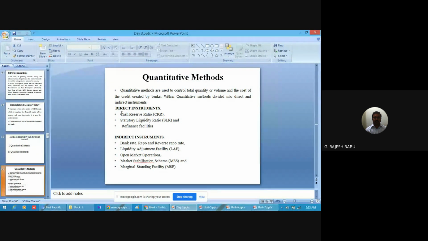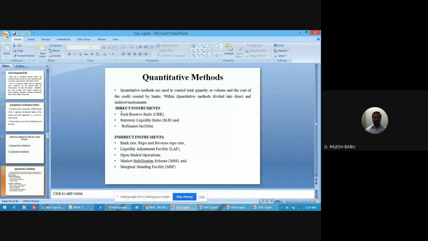Second one, statutory liquidity ratio. It is the percentage of net demand and time liabilities that banks have to mandatorily maintain in safe and liquid assets like cash, gold, or government securities. Statutory liquidity ratio restricts the expansion of bank credit, increases bank participation in the securities market, especially government securities, and also ensures the solvency of banks.